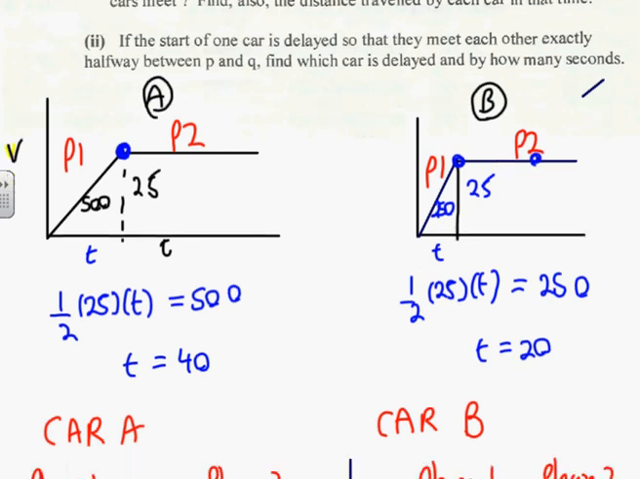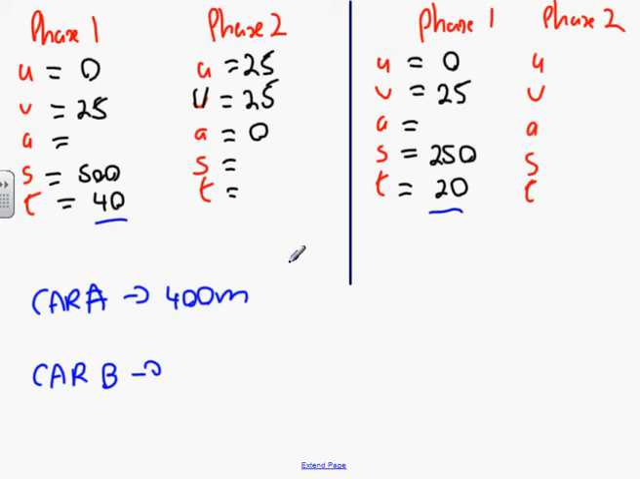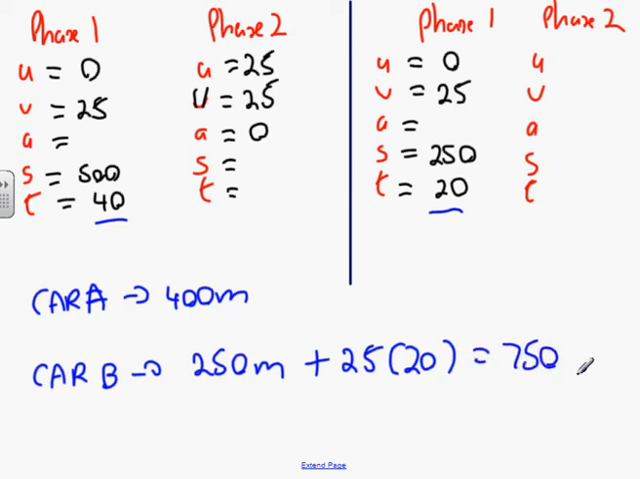Now, 40 seconds in, car A has travelled 400 meters, and car B has travelled 250 meters, plus it's been travelling at 25 meters a second for another 20 seconds. Means it's travelled 750 meters. Everybody happy with that? Any questions on that? Yeah.